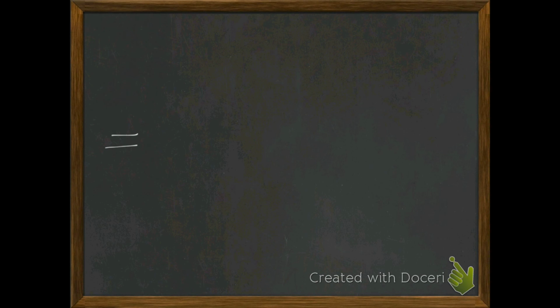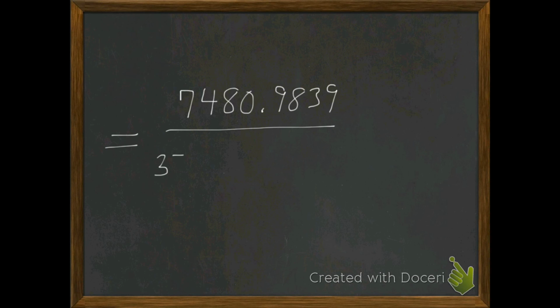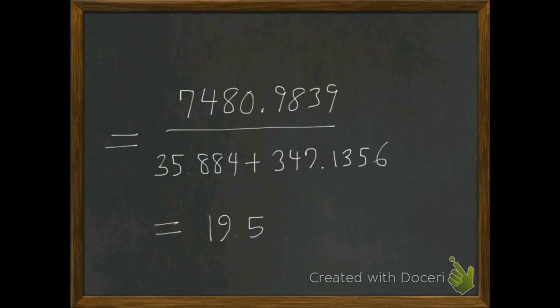Alright, actually, guys, what we should get is we should have 7,480.9839 in the numerator, 35.884 plus 347.1356, which gives us 19.532. So guys, what are you going to think about here? This is your degrees of freedom.